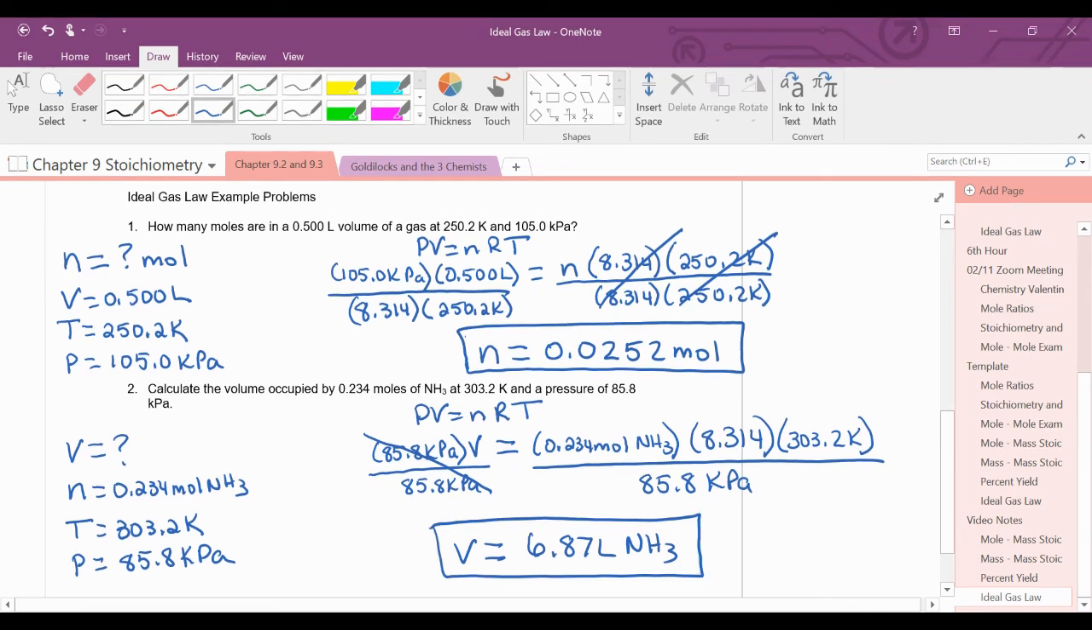You have practice problems to do. You will have a daily assessment, which will be the last stoichiometry daily assessment. And then we will use this again when we get to our lab discussion for Goldilocks and the Three Chemists. As always, if you have questions, please message me in Schoology, attend office hours, talk to me when you're in class also.